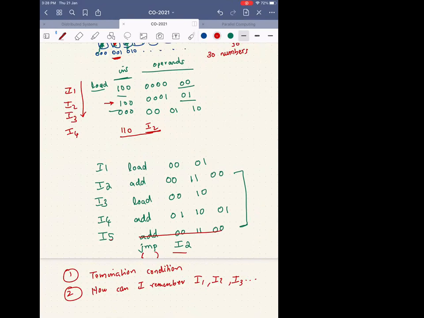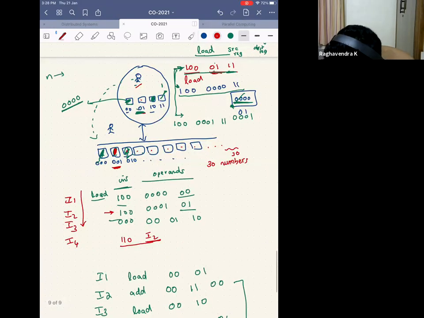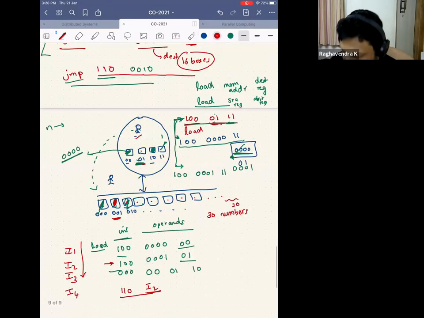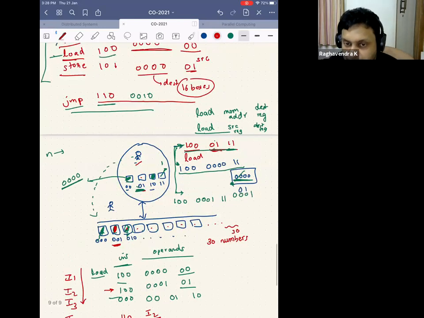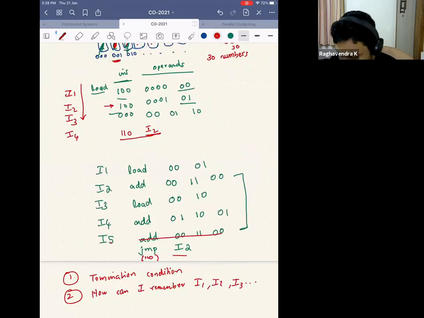1, 0, 0. Not right. 1, 1, 0. Right? So you are actually telling him 1, 1, 0. So this I2, he can't understand this language. You have to tell him in binary terms. We'll see how to do that. Okay. For now, let's target the first problem.